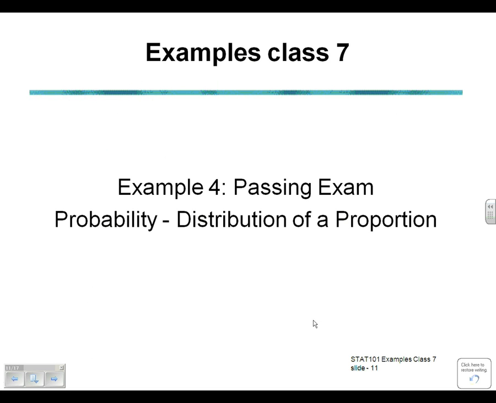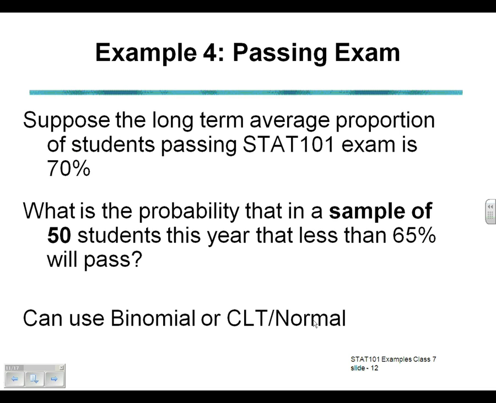So on to example 4. This time we're looking at the distribution for a proportion. Why are we using a proportion? We remember that proportions are used when we're looking at qualitative data, where we're looking at, does this happen or not?